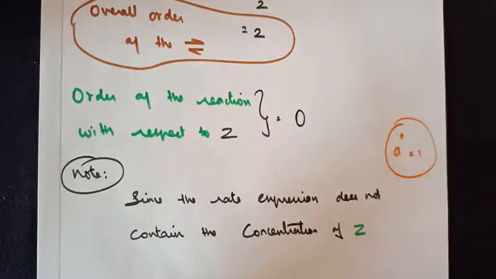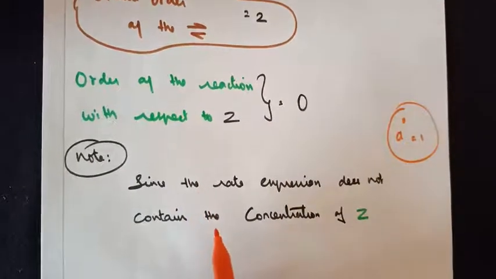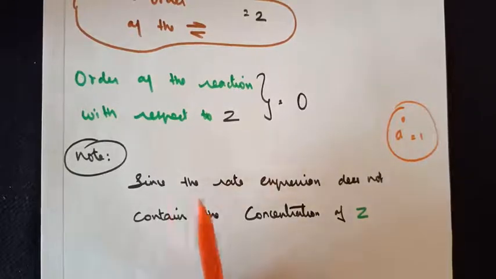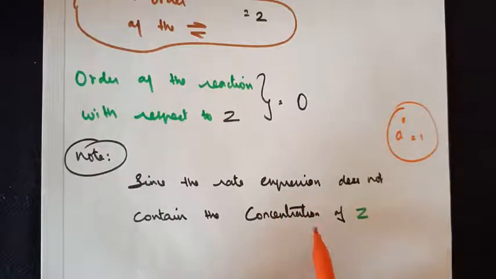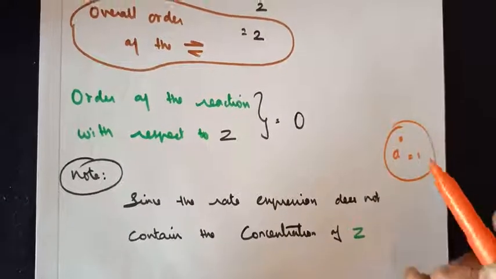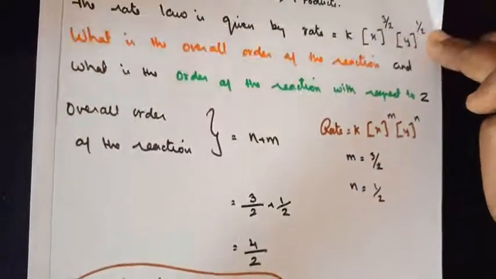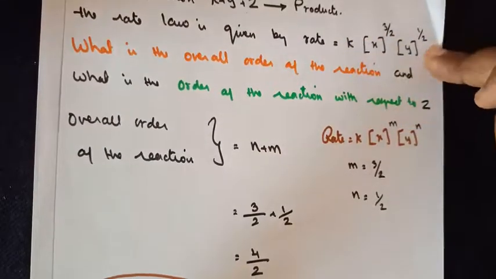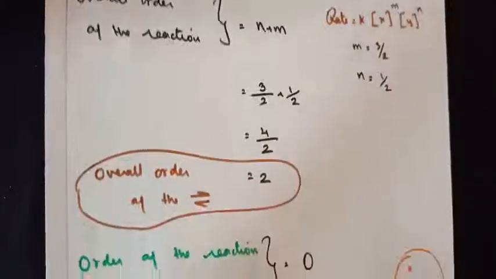Remember the laws of exponents formula here. The same concept I put in words: since the rate expression does not contain the concentration of z, we have taken it to be 0. 0 stands for the value to be 1 here. So when we substitute, it is the same rate law only. Thank you.